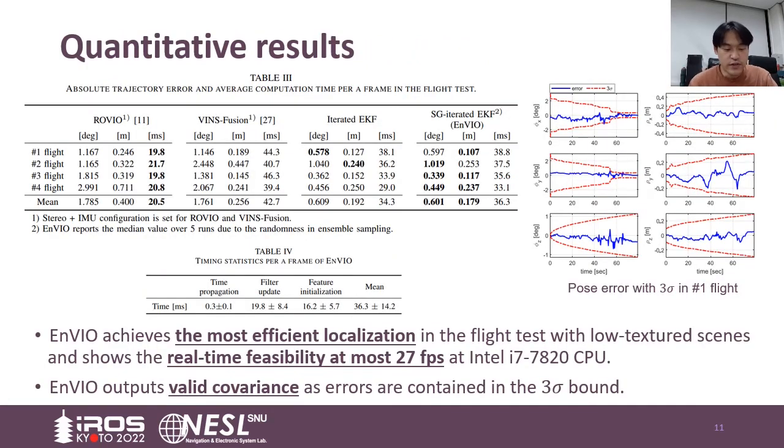We recap test results by summarizing pose error and computation time on a modern CPU. In this total of 4 flights, where most of the scenes are captured in a low-textured environment, ENVIO achieves the most efficient localization in terms of estimation error and computing time. ENVIO included around 200 features and shows real-time feasibility at most 27 frames per second on our laptop CPU. Also, ENVIO outputs valid covariance estimates as errors are contained in the 3 sigma bounds.